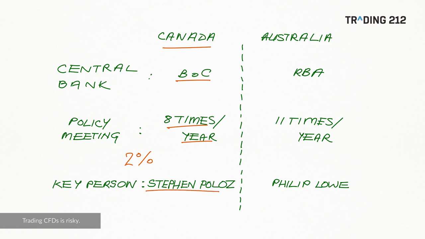And then for Australia and the Aussie dollar, the central bank is the RBA, the Reserve Bank of Australia. The Reserve Bank board announces interest rate decisions 11 times per year. That's the first Tuesday of every month, with the exception of January. And the announcement is made at 2:30 p.m. Australian Eastern Standard Time. The RBA has an inflation target of 2 to 3% on average over the medium term in CPI. And the governor of the RBA is Philip Lowe.